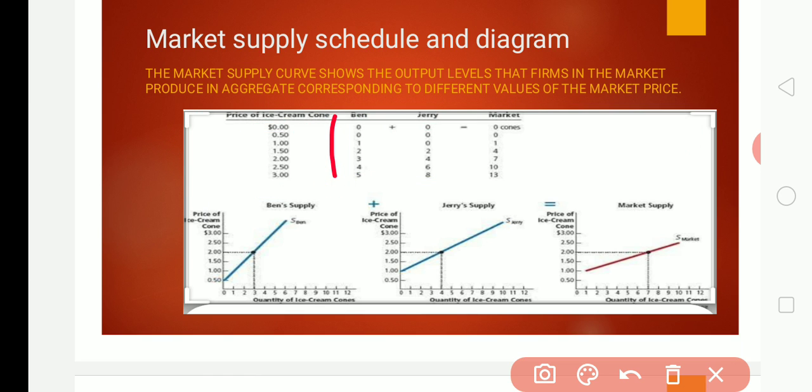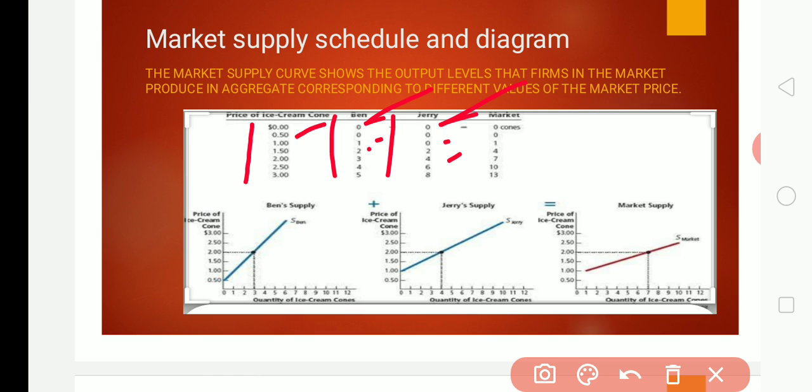For example, how much is Ben going to supply? When the price is 0, Ben is going to supply 0 and Jerry is going to supply 0. When the price is 50, Ben is not going to supply anything, and Jerry is not going to supply either. When the price is 1 rupee, Ben is going to supply 1 and Jerry none. When the price is 150, Ben is going to supply 2 and Jerry is going to supply 2. So at different prices, firm 1 and firm 2 supply different quantities of goods.